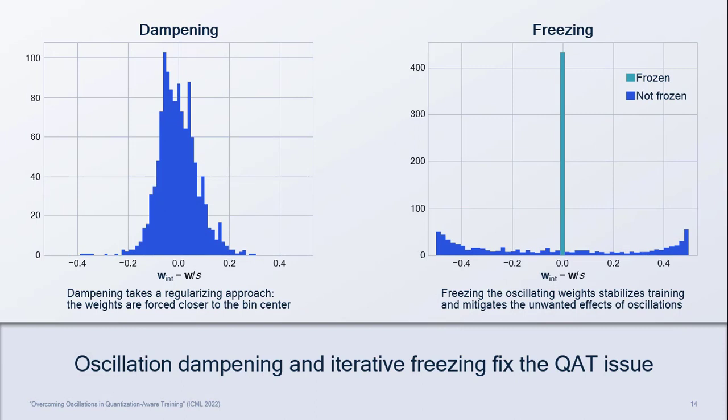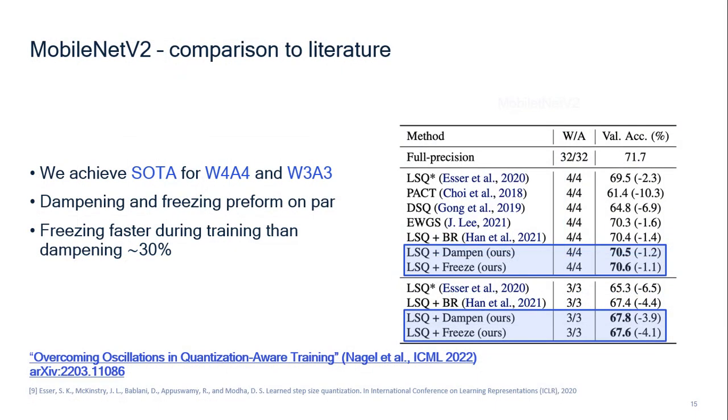In our paper, we introduced two methods to mitigate the problem of oscillations. We introduced dampening. In this method, we add a regularization loss term to the objective, which penalizes weights that deviate too far from the quantization bin center. And iterative weight freezing. In this method, we track an exponential moving average of the oscillation frequency of a weight and freeze it if this exceeds a certain threshold. And these fix the QAT issues, as we will show in this slide.